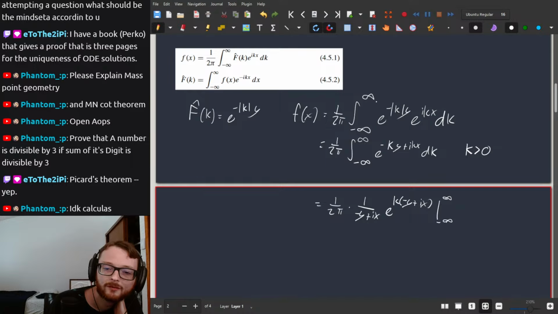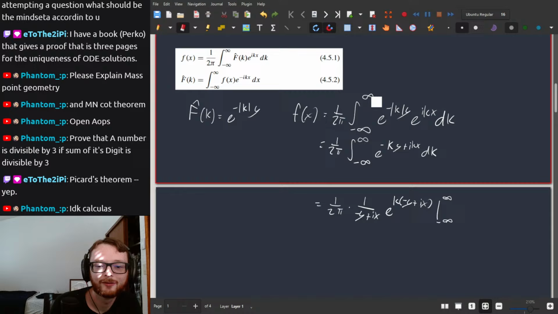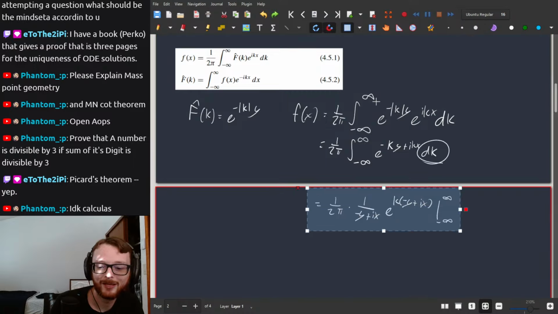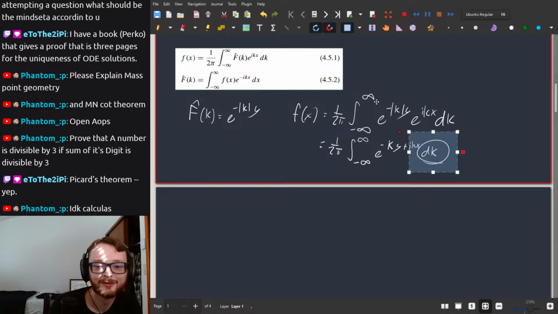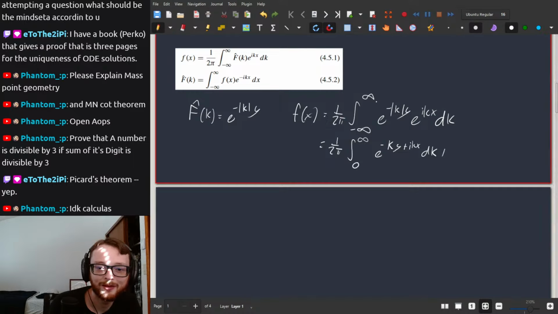Wait. Why is this so weird? Isn't this bad? I can't just say k is positive. I break it up into 2 different integrals, I guess. I just realized that we're integrating in k, and k is going from that range. So this is how we get positive k. And this is how we get negative k.